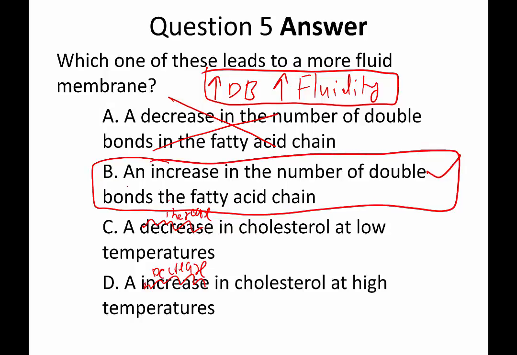So an increase in the number of double bonds in the fatty acid chains of the phospholipids will lead to a more fluid membrane.